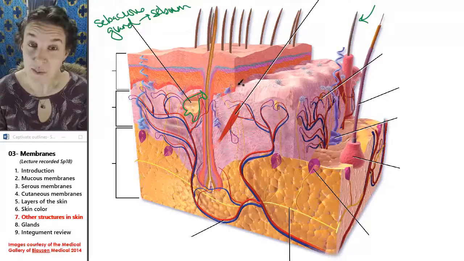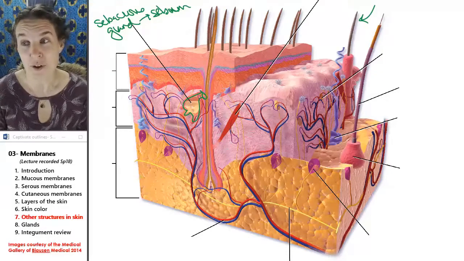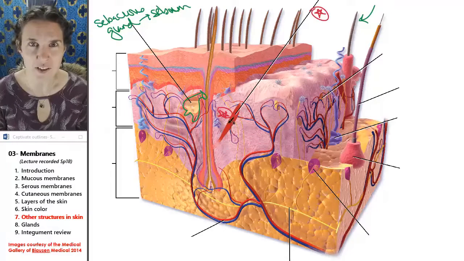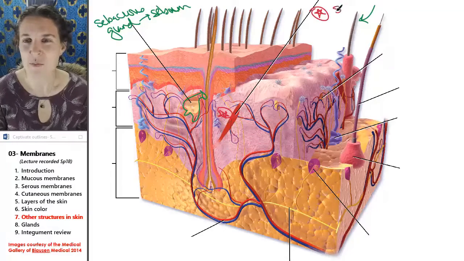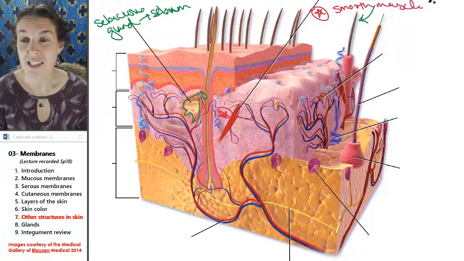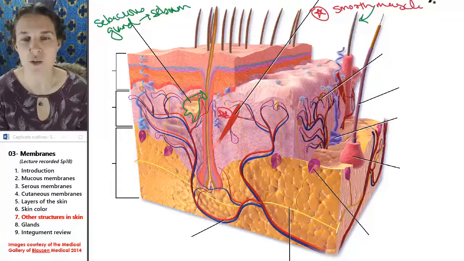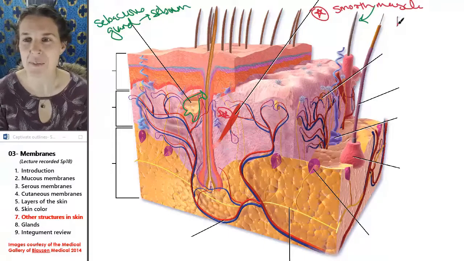Also associated with the hair follicle, this one isn't gross at all. This one might be one of my favorite structures ever. This guy, what does it look like? Does it kind of look like a muscle? It is. It's smooth muscle. So it's a structure made out of smooth muscle tissue, and its name is Erector Pili muscle.